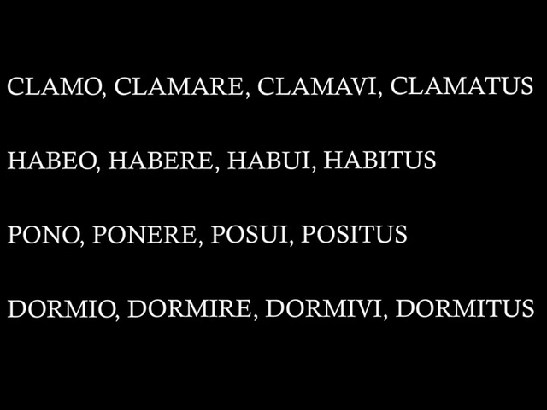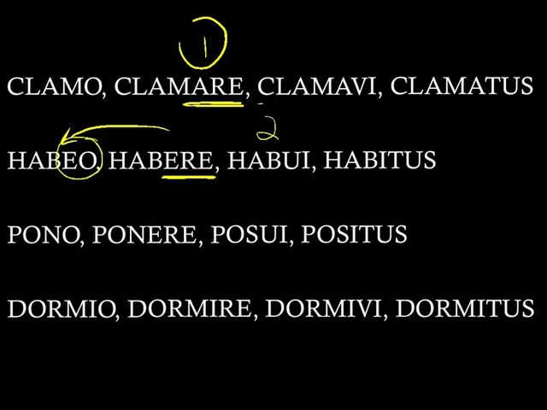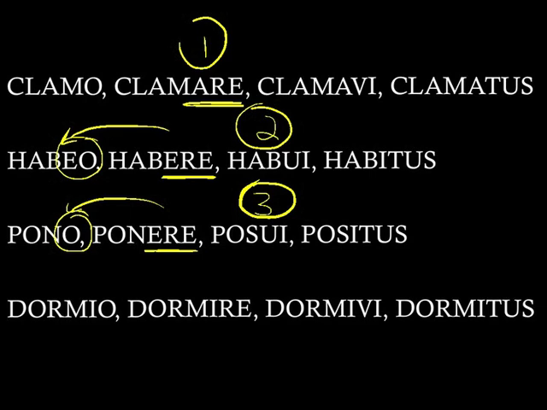So let's practice with some verbs here. Clamo, clamare, with that ARE, that tells you it's first conjugation. Habeo, habere, there's an ERE. You look to the first principal part. EO, so that tells you it's second conjugation. Pono, ponere, ERE, you look over here. There's just an O there. That's third conjugation. Dormio, dormire, IRE, that's fourth conjugation.